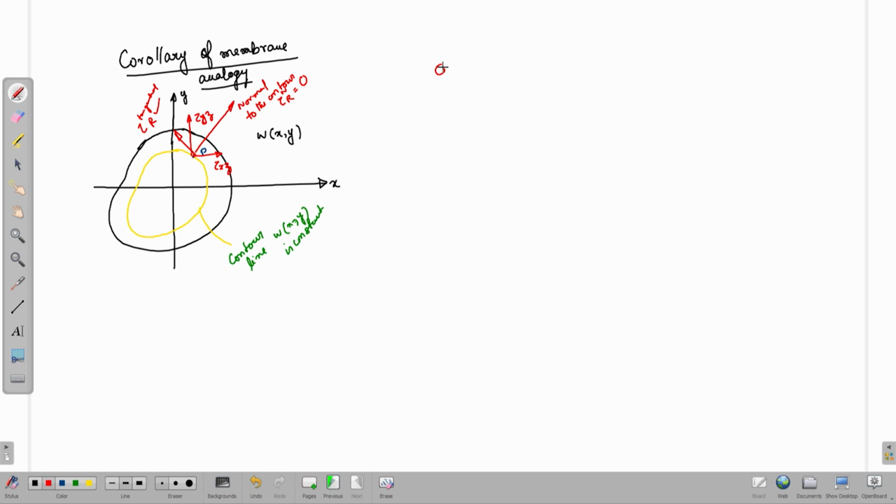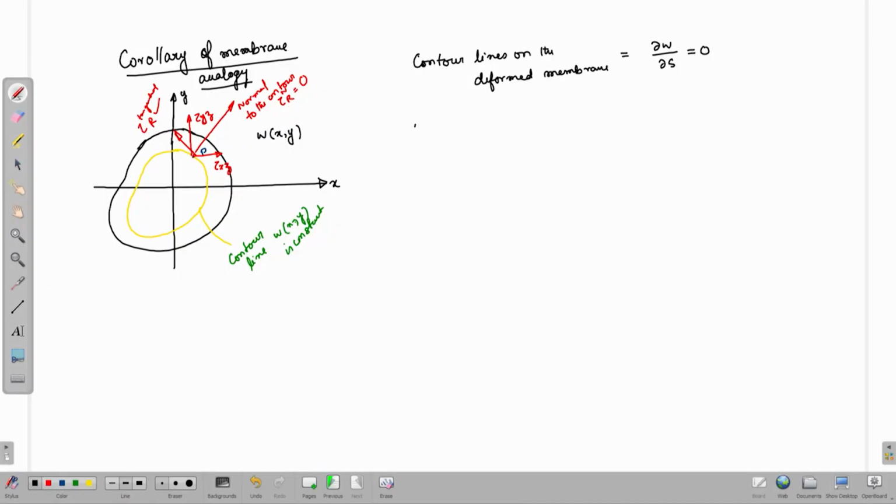Now, for a contour line, the first thing that I need to write down is that on the contour lines of the deformed membrane, del W by del S is going to be 0. W is constant along the contour line, S is the tangential coordinate. So, del W by del S has to be equal to 0.